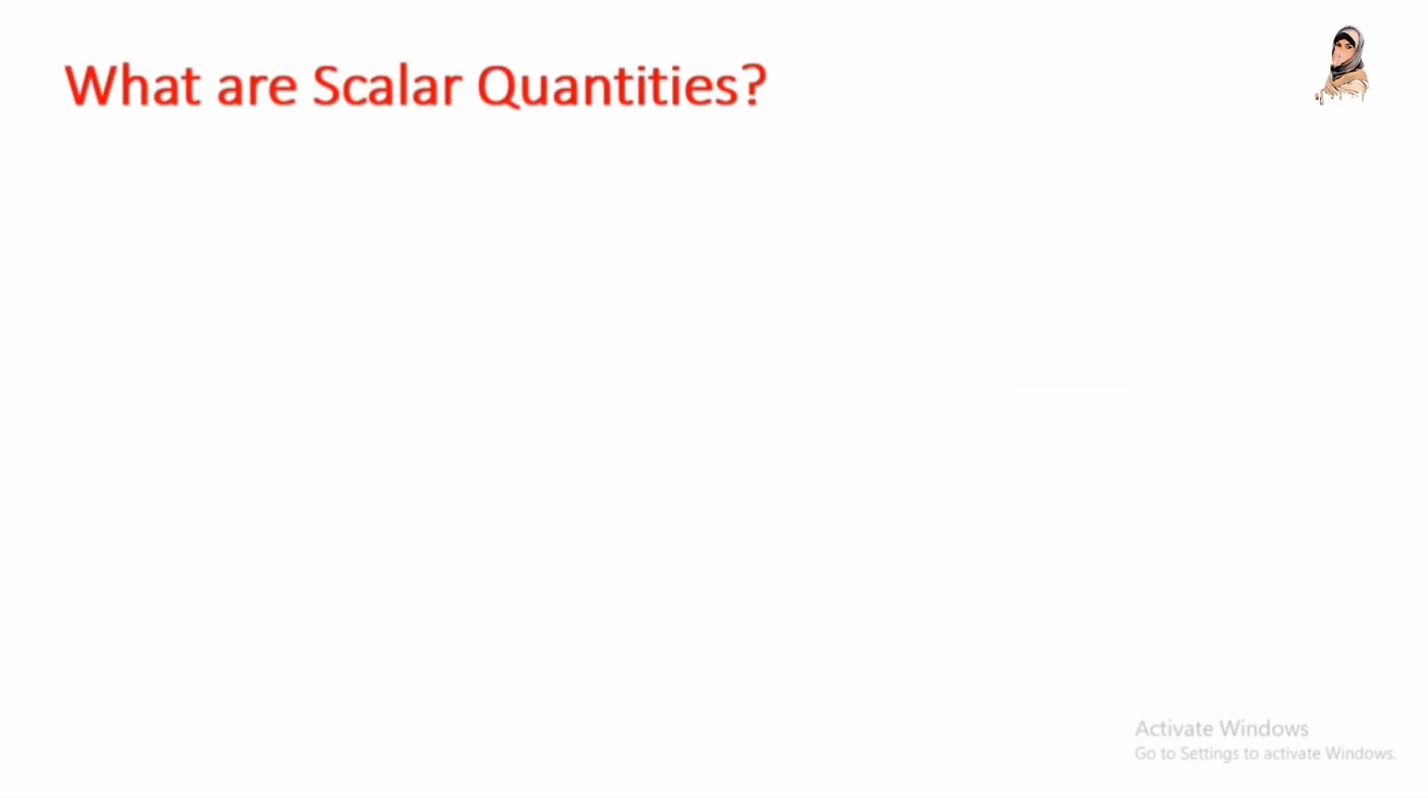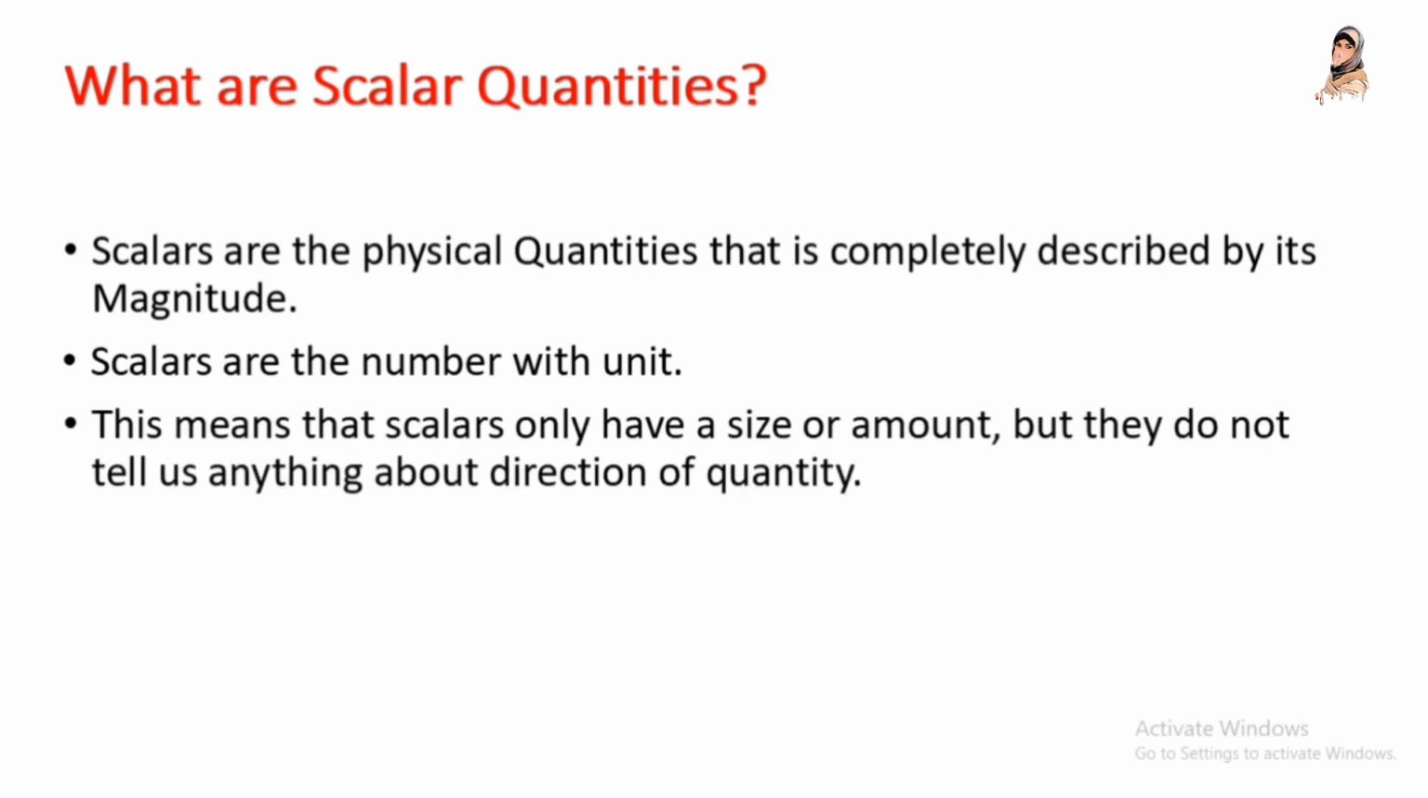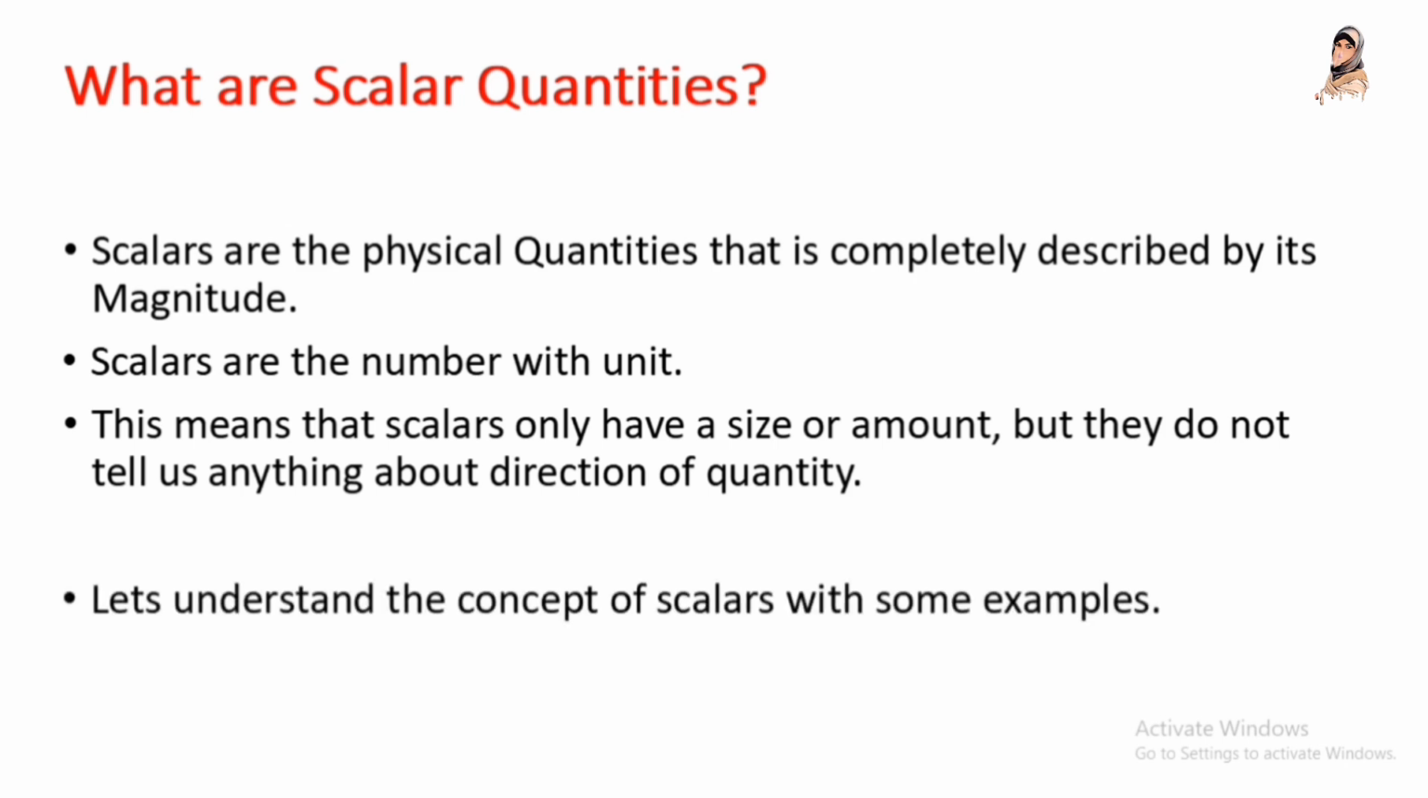Now, let's discuss what are the scalar quantities, or the scalars. Well, scalars are the physical quantities that are completely described by their magnitude. Scalars are the number with unit. This means that scalars only have a size or amount, but they do not tell us anything about direction of the physical quantity. Let's understand the concepts of scalars with some examples.